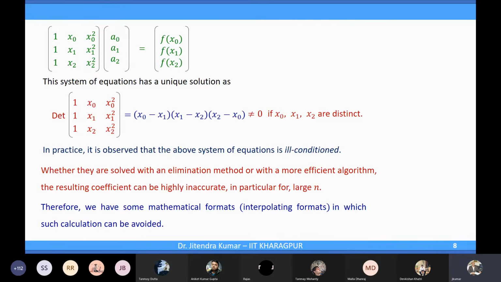Therefore, what is the remedy? We have some mathematical formats which we call interpolating formats, in which such calculations can be avoided. So the discussion of this chapter is how to get that polynomial, that quadratic polynomial which we are talking about here, without solving such a system of equations. That is the idea of this chapter.